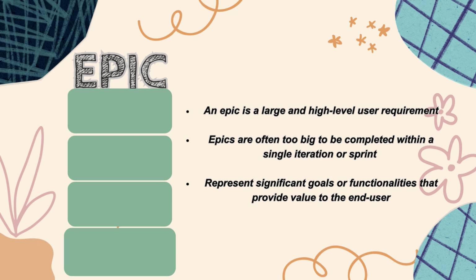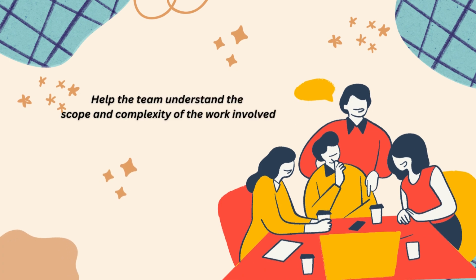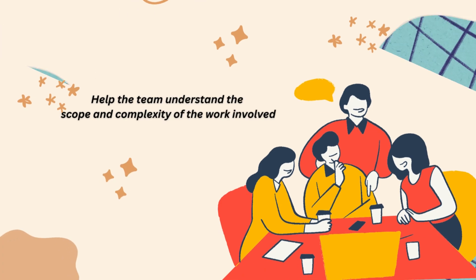Epics are strategic initiatives for achieving Scrum themes. They provide a conceptual overview of the functionality and features that need to be developed to achieve specific project objectives. Epics help the team understand the scope and complexity of the work involved.